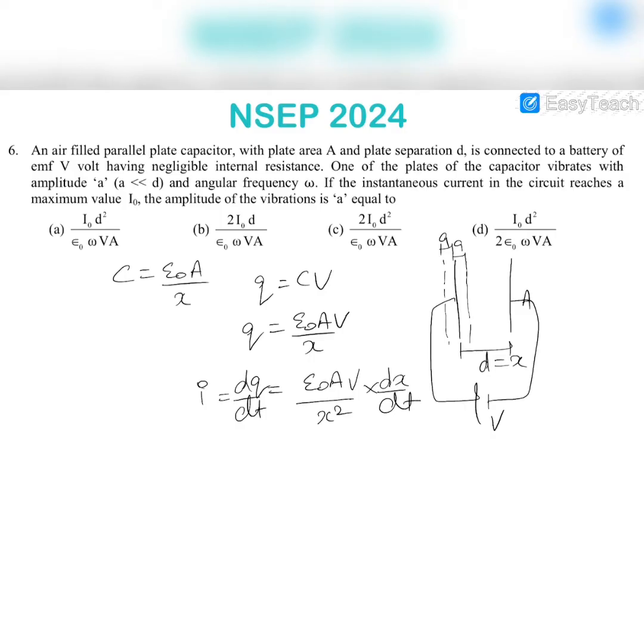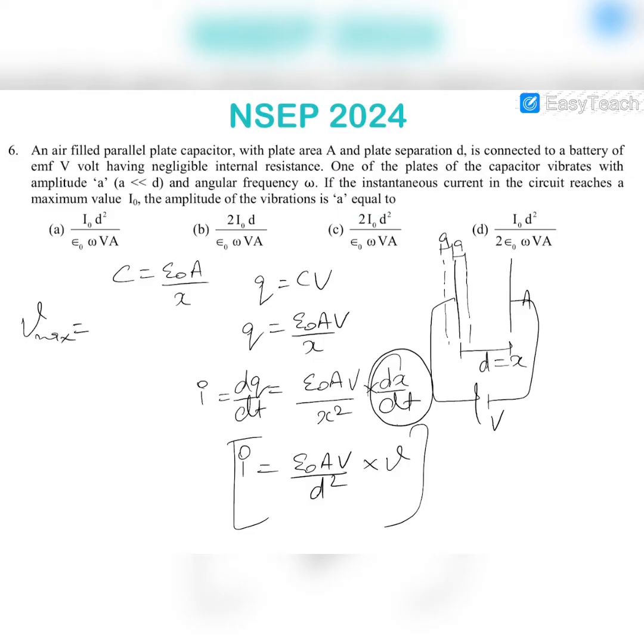So this is the differentiation of this term. Now dx by dt is the velocity, and I will be equal to epsilon naught AV by d square times v. We are assuming that A is very small, so the average value of x is d. So this is obviously velocity v, and the current will be maximum when velocity is maximum, and in SHM v max is A omega.